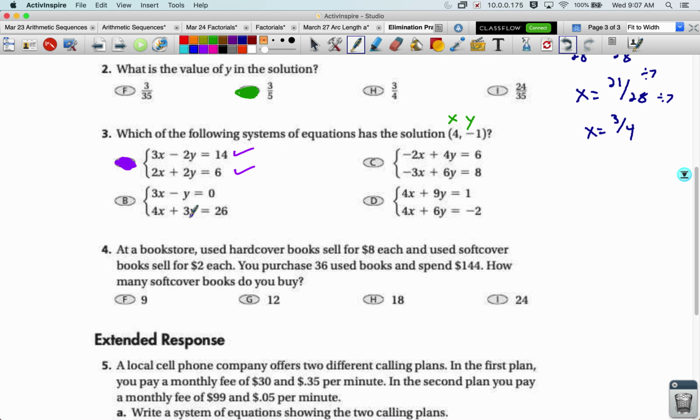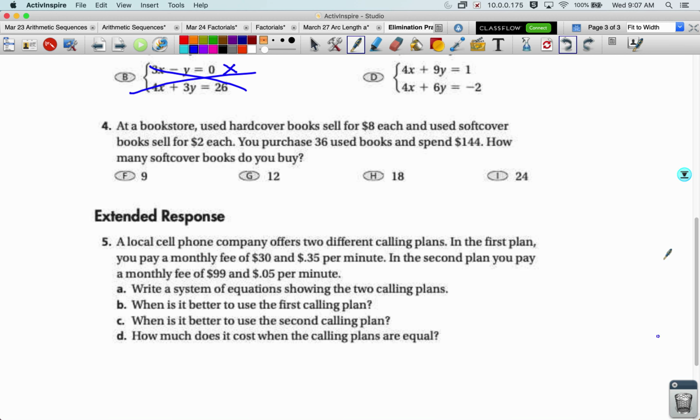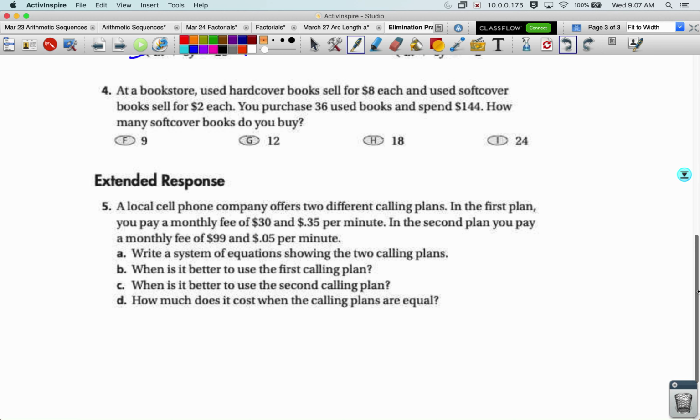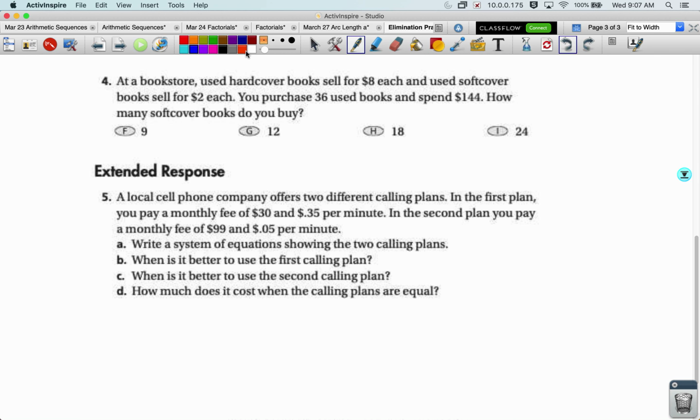Let's check and see that B is not our answer. So 3 times 4 is 12, minus a negative 1 is the same as plus 1, so 12 plus 1 is 13. See, that doesn't work. And it's not even worth checking the second one, because once the first one doesn't work, you know the whole thing won't work. And actually all of these wouldn't have worked. But we got lucky. That was an example of a problem where you had to look at the answer choices first. There's no way to solve it without looking at the answer choices.